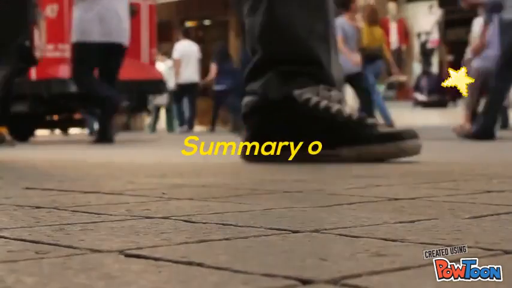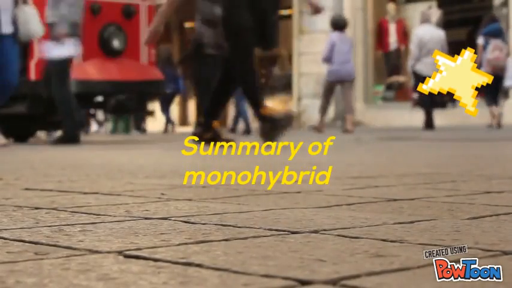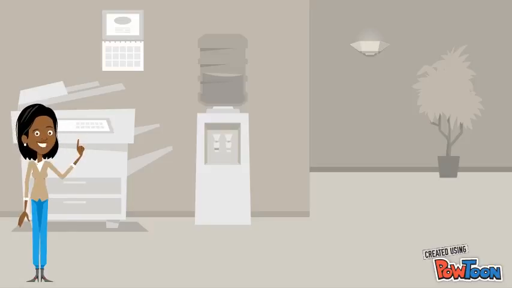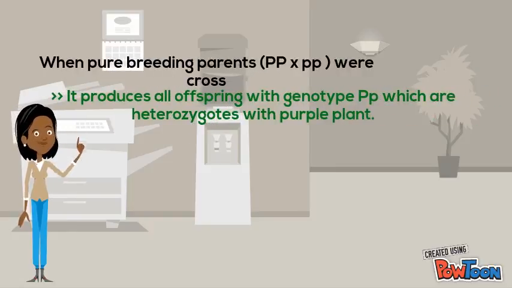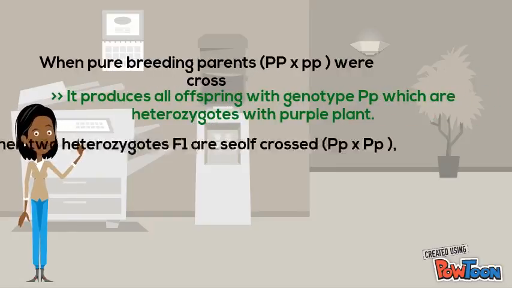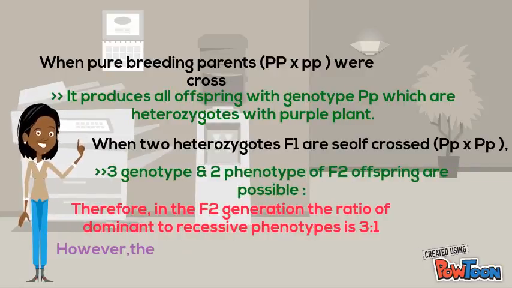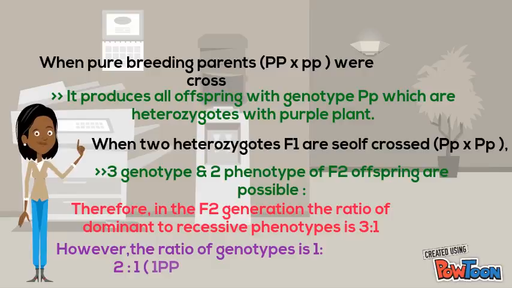In conclusion, the summary of monohybrid inheritance. When pure-breeding parents big P big P and small p small p are crossed, they produce all offspring with genotype big P small p, which are heterozygotes with purple plants.